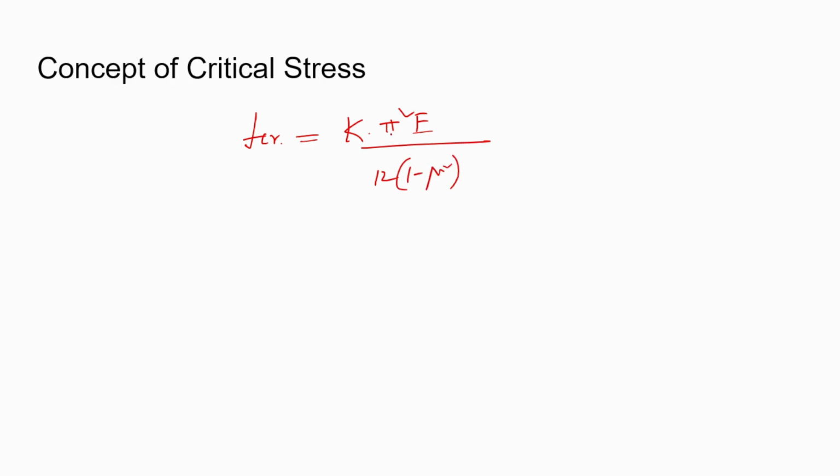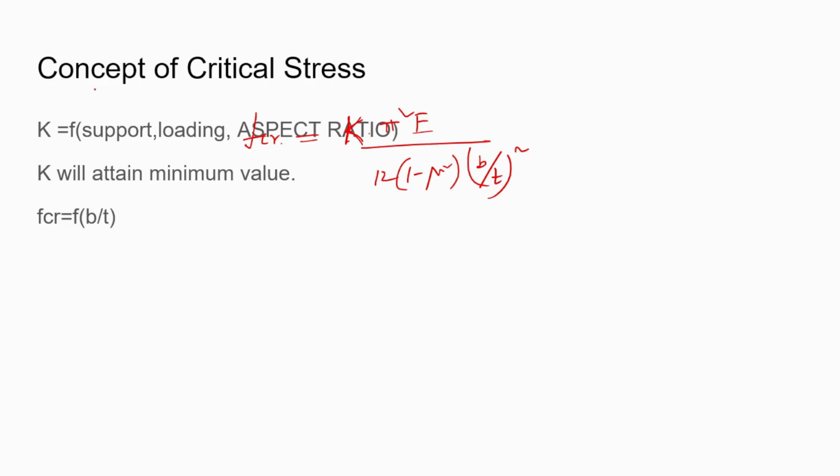And mu is the Poisson's ratio. All parameters are known to you. Most important is this parameter, where you can see b by t, right? And k is a coefficient. This coefficient k is actually a function of support condition, loading condition, and aspect ratio, right? And k will attain a minimum value. So here we can consider that FCR is basically a function of the b by t ratio, right?